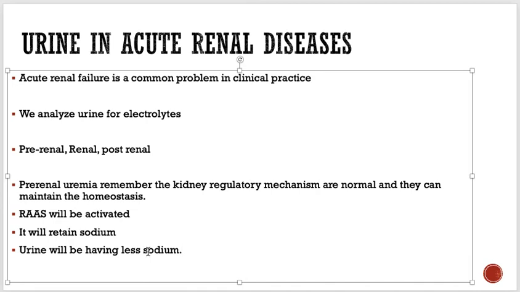So simply, the juxtaglomerular apparatus senses, the renin, angiotensin, aldosterone system is activated, and the aldosterone causes sodium reabsorption in the distal convoluted tubules, and there will be an increase in the circulating volume. So remember that in pre-renal uremia, urinary sodium will be low, less urinary sodium. A very, very, very important point.